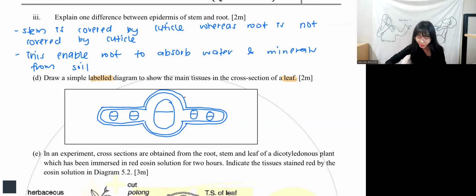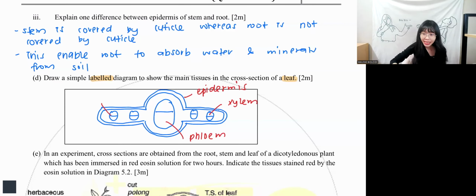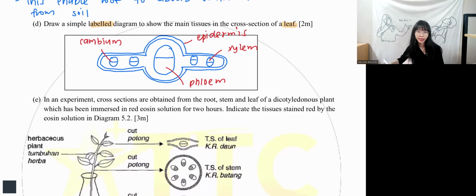The outer layer of a leaf is called the outermost layer. The cell is called what? Epidermis, correct? It is known as epidermis. In the vascular bundle, the top part is xylem and the bottom part is phloem. If you want to label the line in between, it is known as cambium. Actually, for this question you only have to label xylem and phloem, because they ask you to label the main tissue. The main tissue will be xylem and phloem.